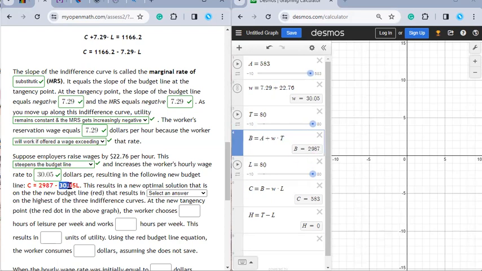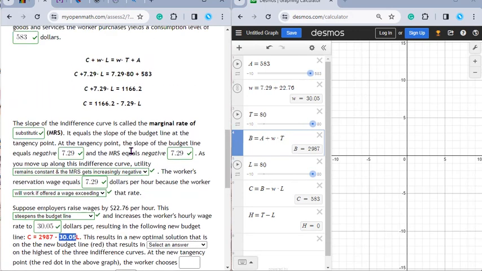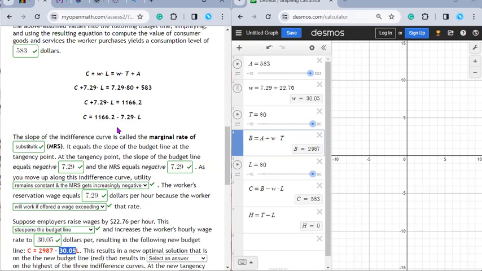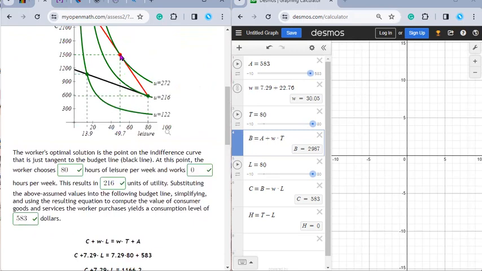And this is the slope, which, if you remember, the slope of our budget line is the wage. So the original wage was $7.29. The new wage is $30.05. This results in the new optimal solution that is on the new budget line. As I mentioned earlier, the new optimal solution is right here.